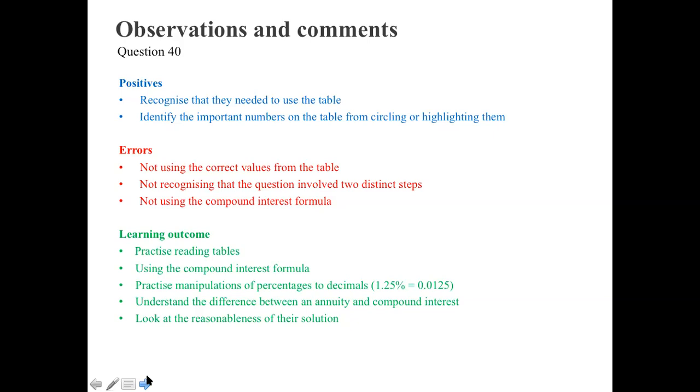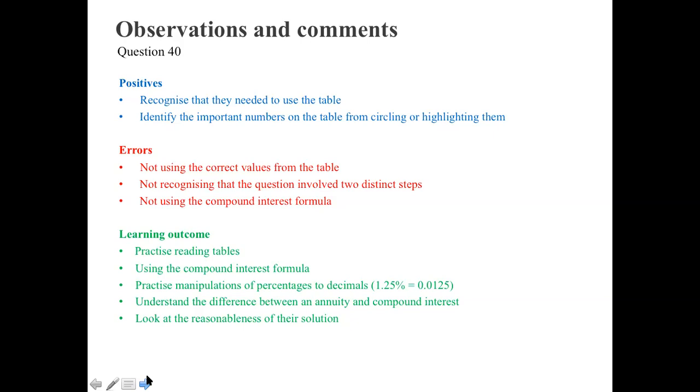We saw a lot of people not use the compound interest formula. They would either use simple interest, or, as I said, most commonly, use that table again. So we really need to practice reading these tables and also practice compound interest. They didn't have to do anything to the compound interest formula because it was all annual, which was great.